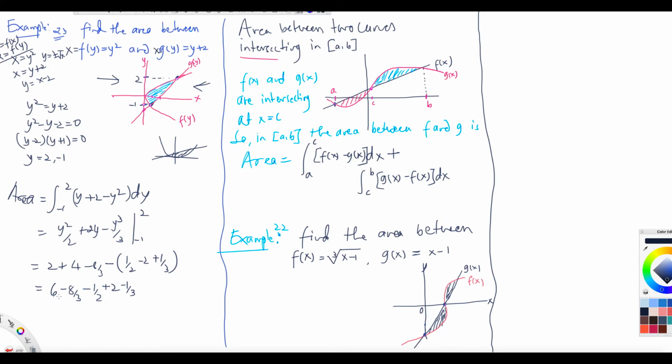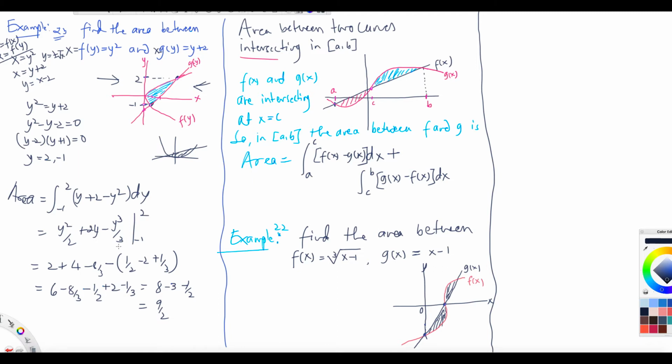So that will be how much? That will be 6 plus 2 is 8, and then minus 8/3 minus 1/3 is minus 9/3, that is 3, and then minus 1/2. That is again 8 minus 3 is 5, minus 1/2 is 9/2. Okay, 9/2 is 4.5.